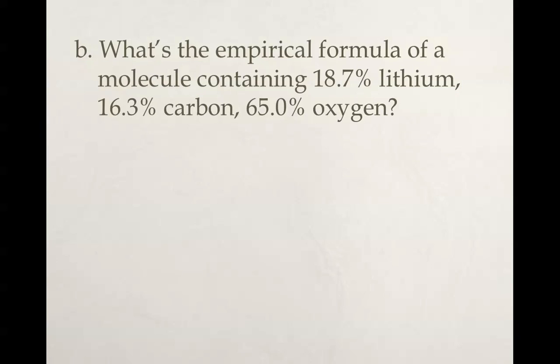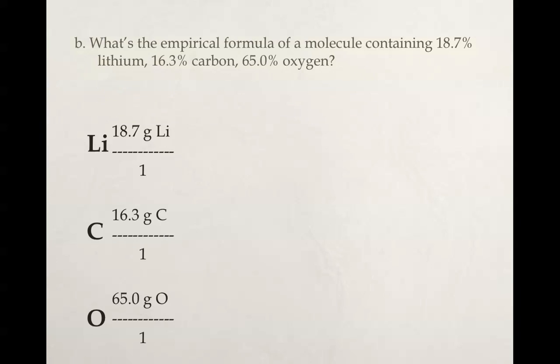All right, we're going to go through the second and last example so you can get a better idea about how we're going to be calculating again this empirical formula. I'm using the same set of steps, so I'll remind you of those as we go. So we have lithium, carbon, and oxygen. We're going to assume that they're out of 100 grams. So we're then going to write that we have 18.7 grams of lithium, 16.3 grams of carbon, and 65.0 grams of oxygen. We're then going to convert each of them to moles.